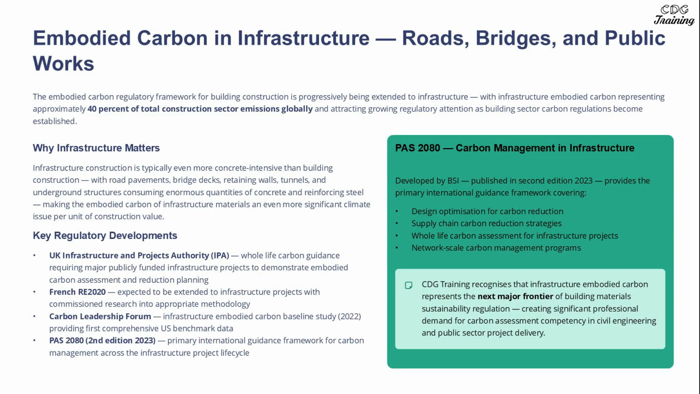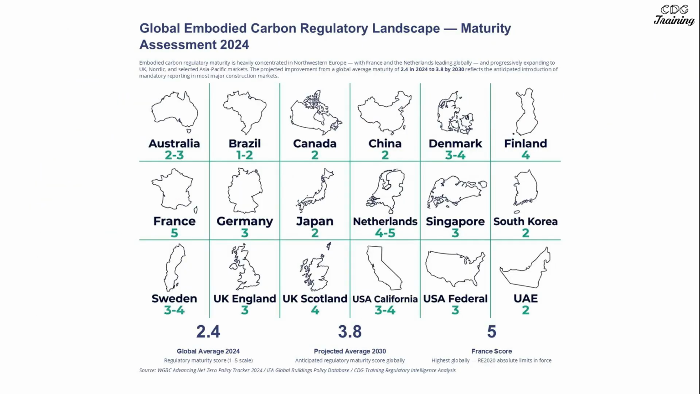Infrastructure construction is a major contributor to global carbon emissions. Key regulatory developments, such as PA 2080, are crucial in managing carbon in infrastructure projects, ensuring sustainable growth. A maturity assessment of the global embodied carbon regulatory landscape shows varying levels of advancement, with countries like France and the Netherlands leading the way in regulatory maturity.